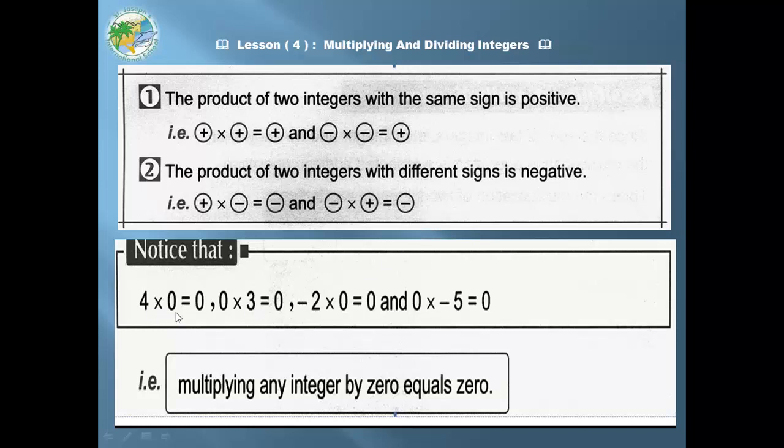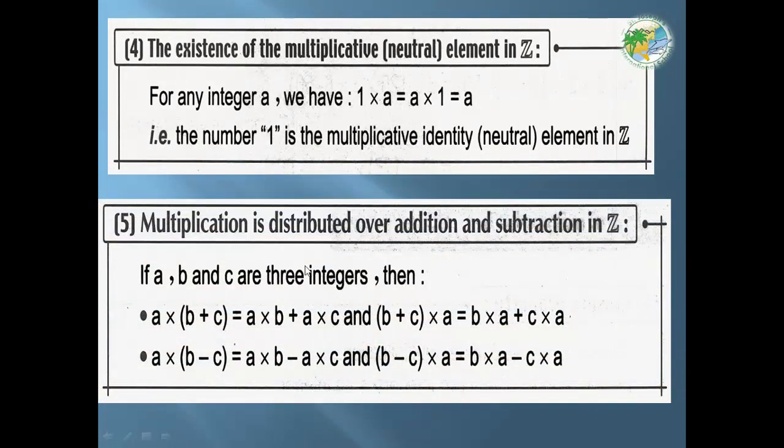Then 4 times 0 equals 0. Any number times 0 equals 0. The multiplicative identity is 1. Multiplication is distributive over addition and subtraction, meaning A times (B plus C) equals A times B plus A times C. And here A times (B minus C) equals A times B minus A times C.